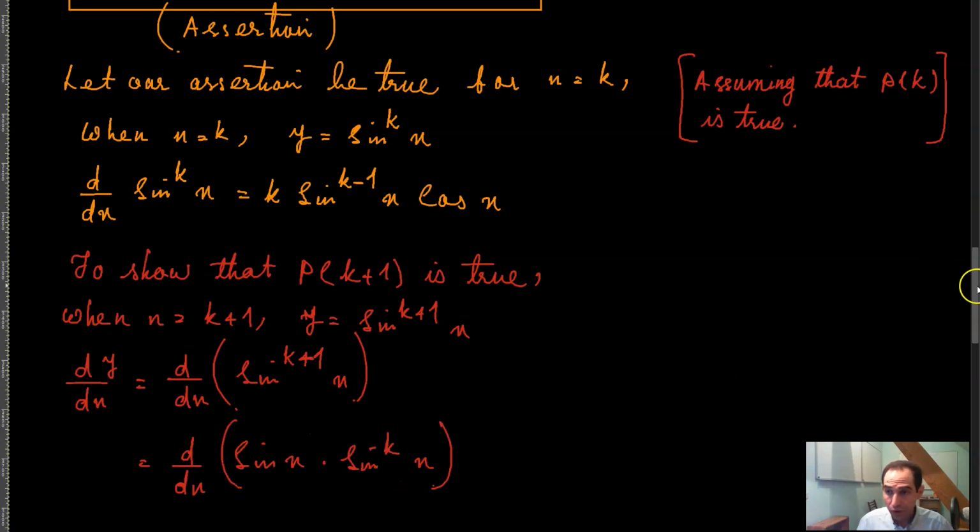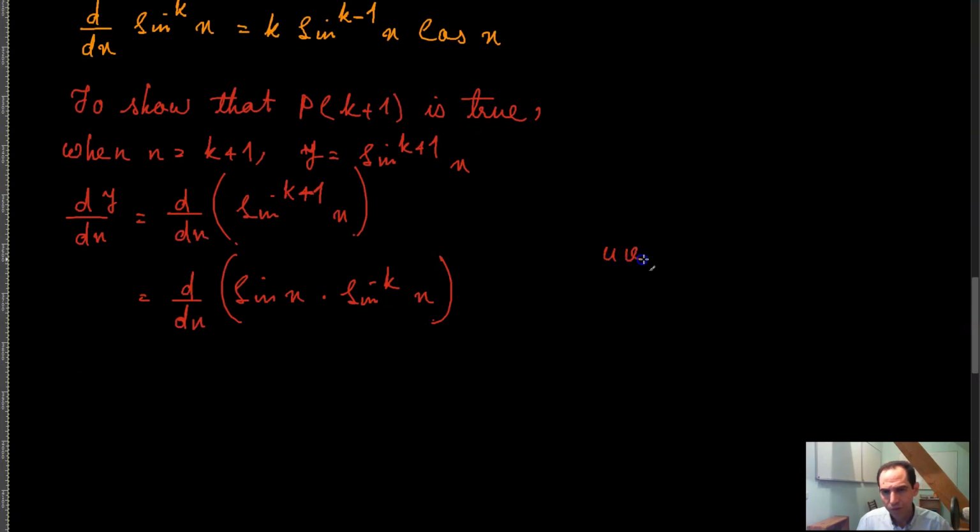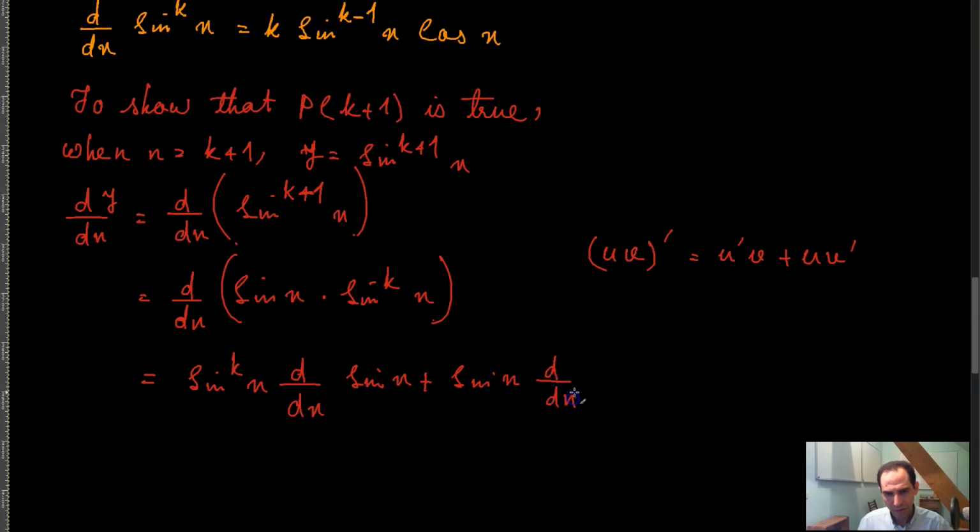And then you can use the product rule here, meaning that you can say that u times v whole prime is equal to u prime times v plus u v prime. And then you can write this as v, which is sine raised to the power k of x. So that would be this function, sine raised to the power k of x, times the derivative of sine x, plus sine x times dy dx of sine raised to the power k of x.